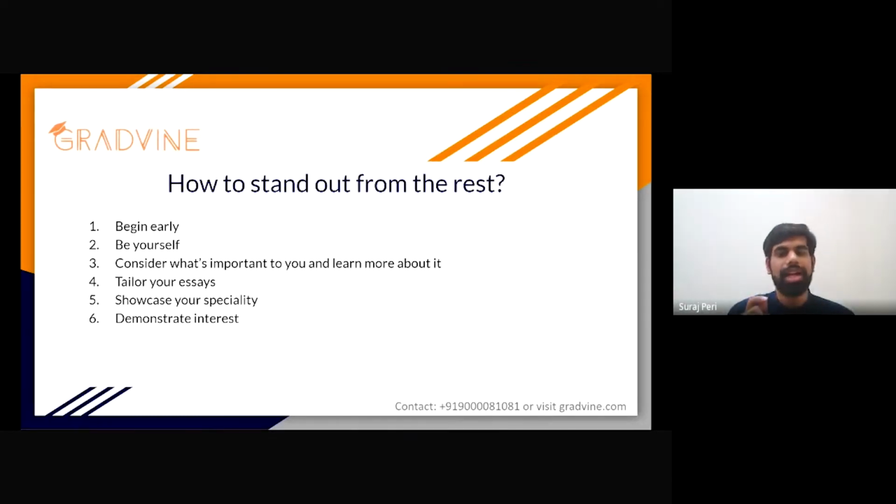So tailoring your essays, providing specific examples of what you like about the particular university you're applying to, how you see yourself fitting in to that particular university and the class, and then also standing out as an applicant group will absolutely increase the chances of your admissions.